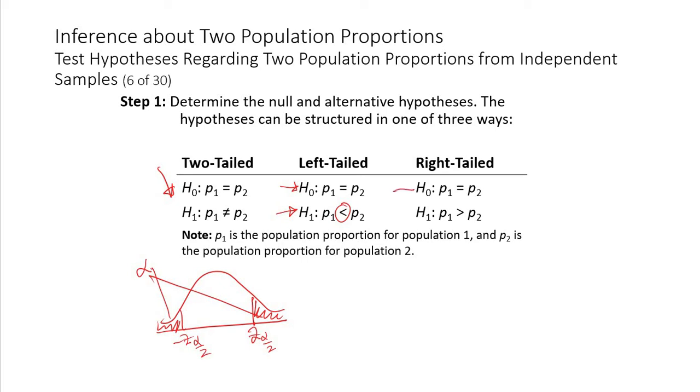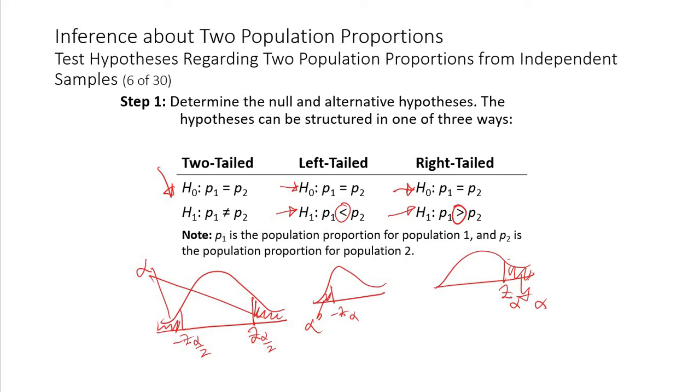The last way to write the hypotheses is to perform a right-tailed test. That is, we're going to state the null hypothesis as a statement of equality and the alternative hypothesis as a statement of inequality, and we're going to use greater than. So for this case, we have a left-tailed test, and for this case, we're going to have a right-tailed test. This is alpha, and this is z sub alpha, and this is alpha, and this is negative z sub alpha.